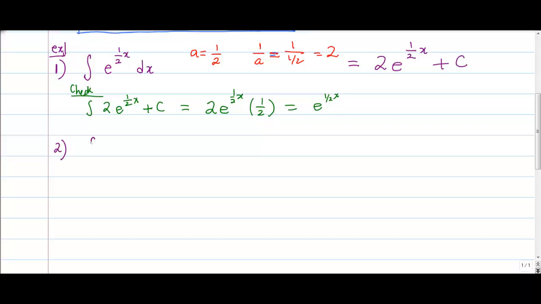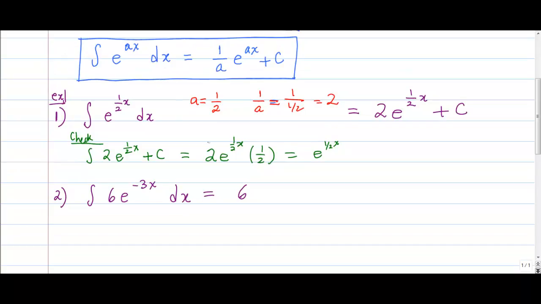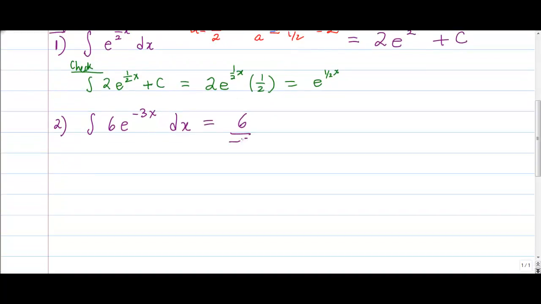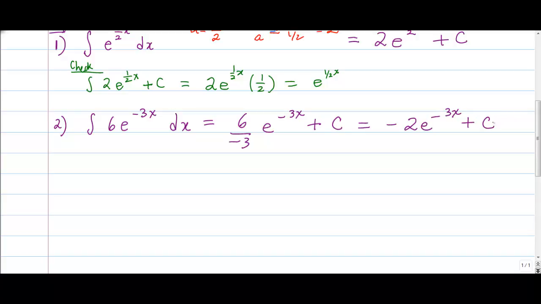Let's do another one. The integral of 6e to the minus 3x dx. The dx tells you that you're taking the derivative with respect to x. So again, leave that 6 alone, and then it's 1 over a. A here is -3, so the -3 will go on the bottom: e to the -3x plus c. So then that becomes -2 e to the -3x plus c.